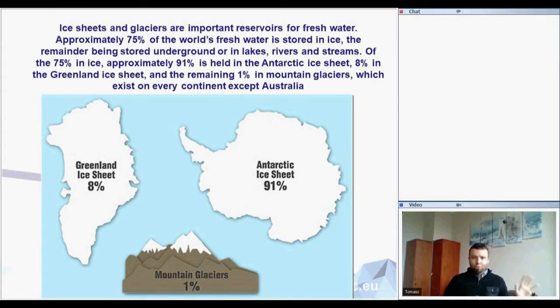75% of the world's fresh water is stored in ice, and of it, 91% is stored in the Antarctic ice sheet, 8% in the Greenland ice sheet, and 1% in mountain glaciers. And glaciers exist on every continent except Australia. On Australia there are no glaciers, but on New Zealand, just 1,600 kilometers southeast from Australia, there are mountain glaciers as well. So they appear in high mountains around the world.